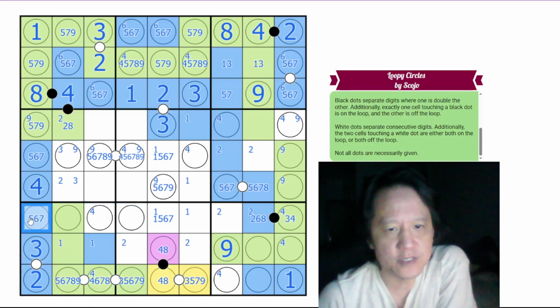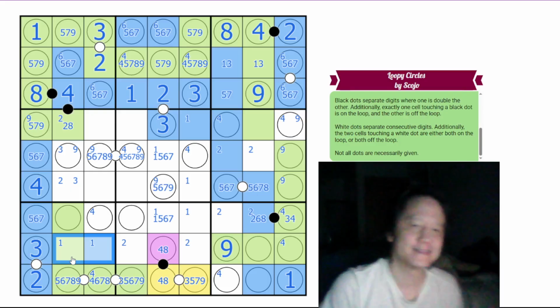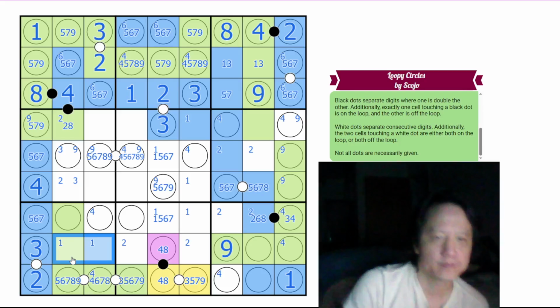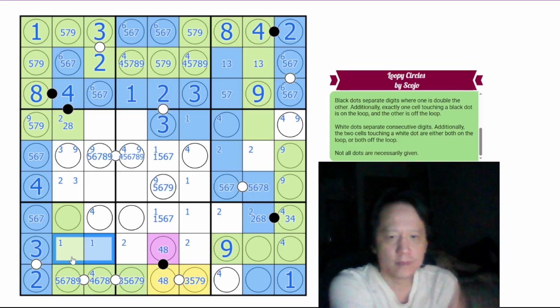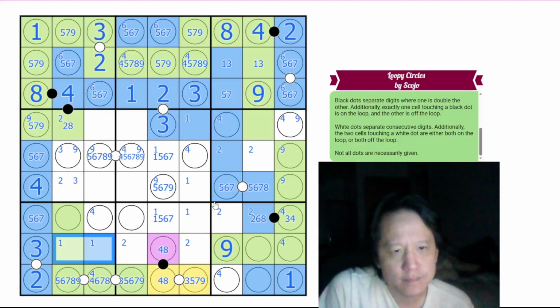This is a 5, 6, 7, not on the loop. But we don't have any other real information there. One of the ones is there. But that doesn't really help us much. Oh, if one of these is on the loop, the other one is. Can this ever be not on the loop?